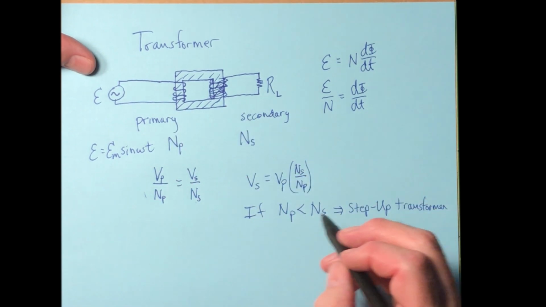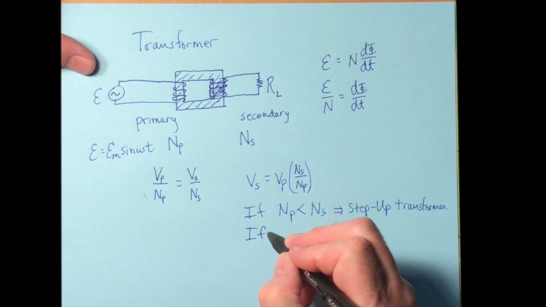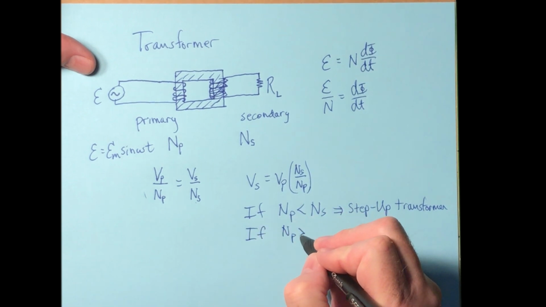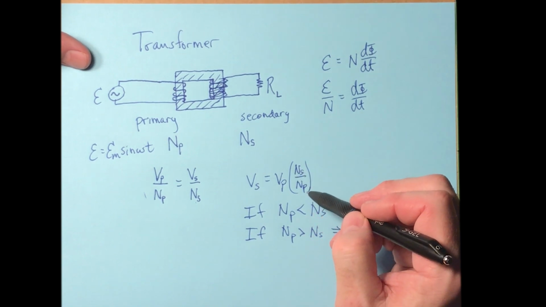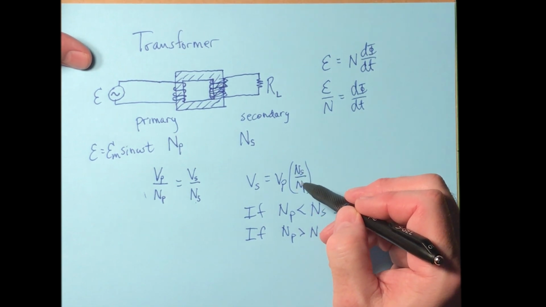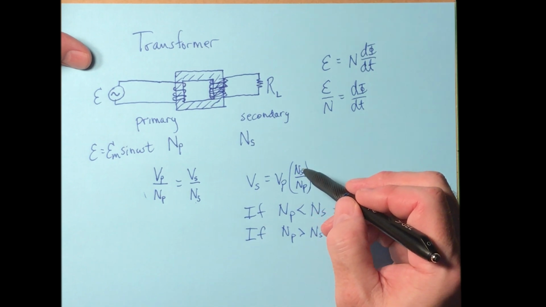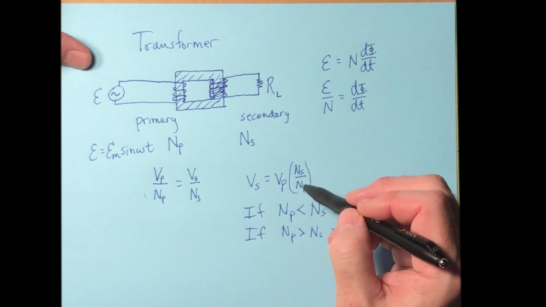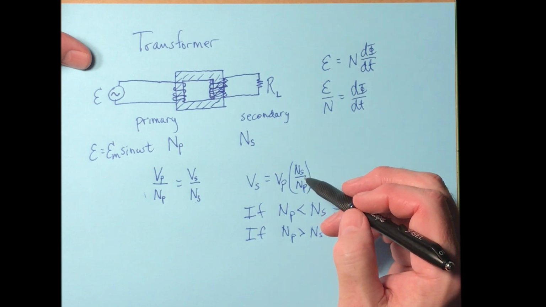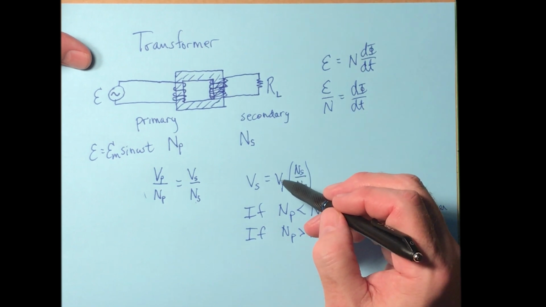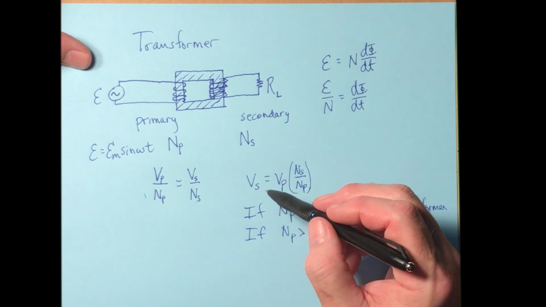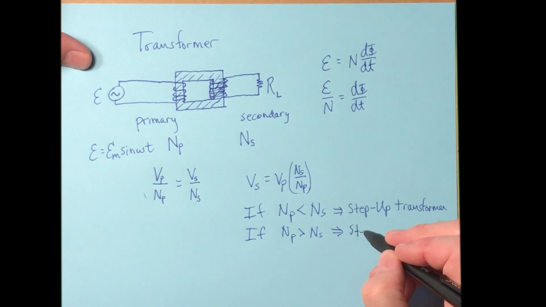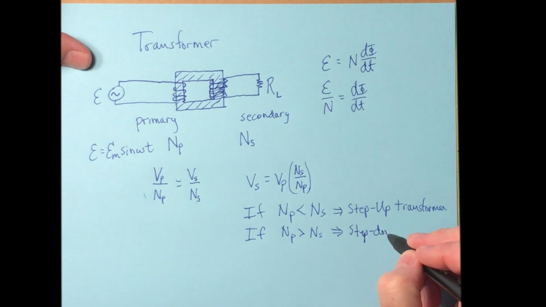All right? And just the opposite, if N_P is greater than N_S, then what do we have? Well, N_P is the bigger number here, N_S is the smaller number here, so this ratio is going to be a number smaller than 1. So when we multiply by the primary, that means the secondary voltage is smaller. So this is called a step-down transformer.